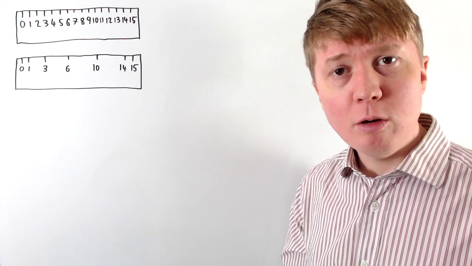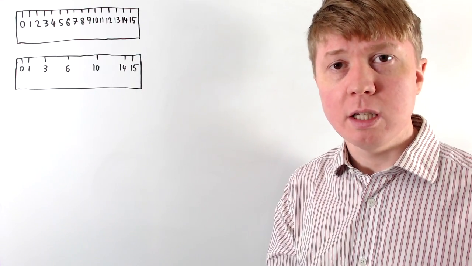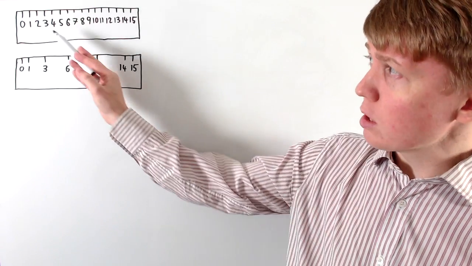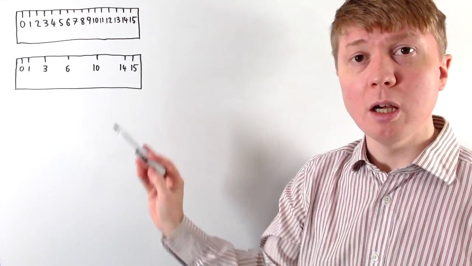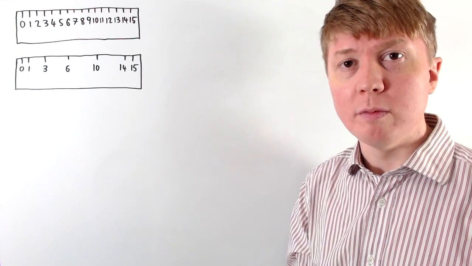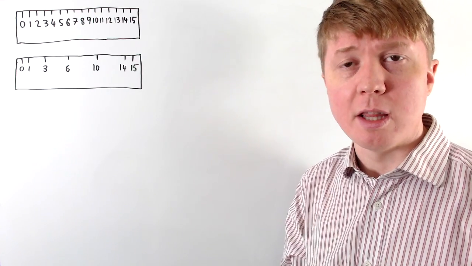Okay, so we're going to look at how rulers are inefficient in the sense that they include more markings than they strictly need. For example, here we've got a standard 15 centimetre ruler, which contains 16 markings, and you can measure any distance between 1 and 15 centimetres using that ruler.